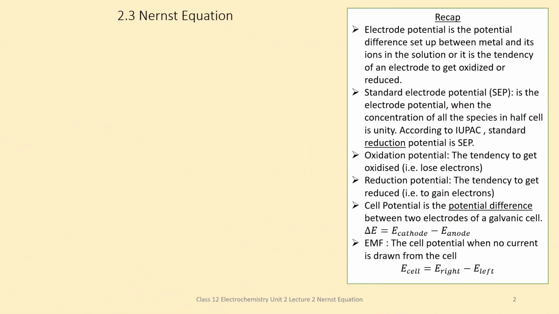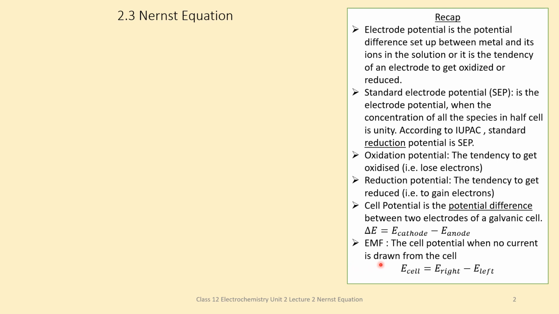Nernst equation. Before we take up the discussions on Nernst equation, we have to recapitulate and recall our discussions in the previous video lecture on electrochemical and electrolytic cells. Let us quickly recap. First point, electrode potential is the potential difference set up between metal and its ions in the solution, or it is the tendency of an electrode to get oxidized or to get reduced.